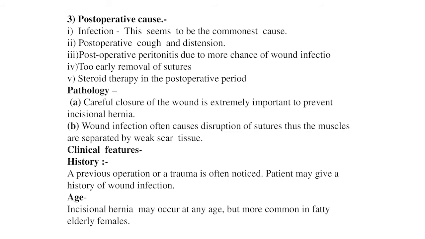Pathology: careful closure of the wound is extremely important to prevent incisional hernia. Wound infection often causes disruption of sutures, thus the muscles are separated by weak scar tissue. Now the clinical features. First, the history of previous operation or a trauma is often noticed. The patient may give the history of wound infection. Now the age. Incisional hernia may occur at any age but is more common in fatty elderly females.